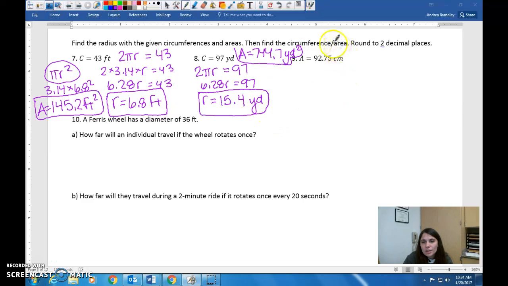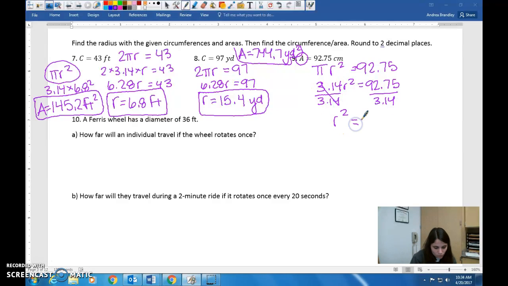Sweet. So number 9 is a little bit different because number 9 gives us the area to start with, not the circumference. So we need to use our area formula this time. So pi r squared is equal to 92.75, which is the same as 3.14 r squared equals 92.75. So I'm going to go ahead and divide both sides by 3.14. So this cancels, and I have r squared equals 92.75 divided by 3.14, which is 29.5.